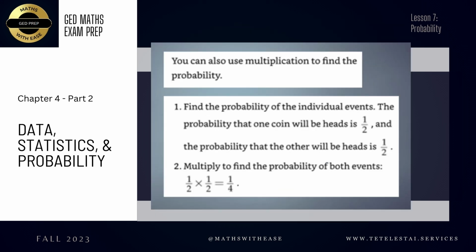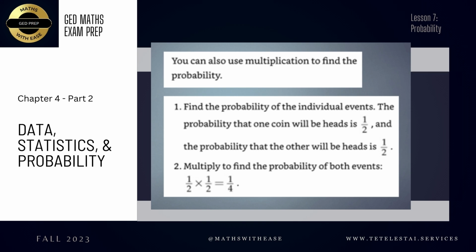So you can use multiplication to find probability. If we were to return to our previous example, the probability that one coin will be heads is 1/2, right? It's either heads or tails. So there are two total possibilities, but there's only one possibility for heads, so that's 1/2. And the probability that the other will be heads is also the same thing, because equal probability, and so then you would just multiply 1/2 by 1/2 to find the probability of both events.